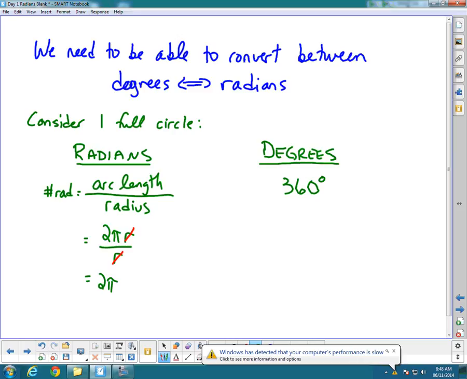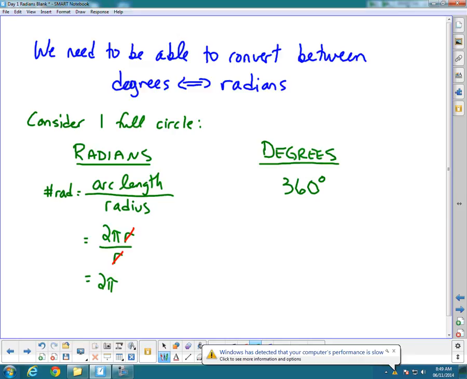Now, what I want you to understand is that this is an actual number. 2 pi is 2 times 3.14159, and so on. So 2 pi is actually about 6.28, since 3.14 times 2 is about 6.28. So a full circle, a full rotation, we say is 6.28 radians. But we're not going to write down 6.28 because it's not as accurate, there's a whole bunch of other decimals down there, and it's going to be annoying. So instead, we're always going to leave it as 2 pi.